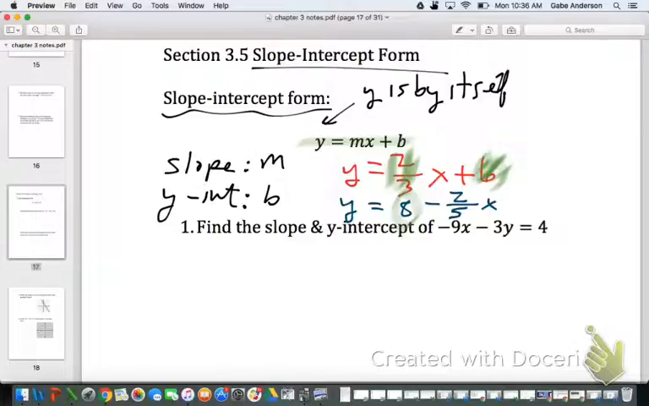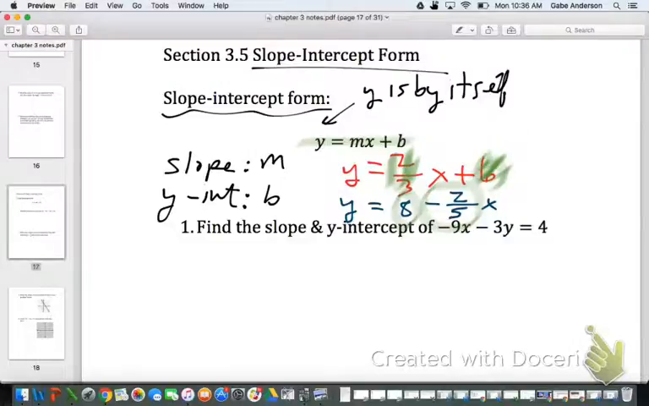Anybody have any issues with that? No issues at all? Fair enough. All right, Christiana, how about the slope? -2/5. Very good. Perfectly correct. No questions at all? We're solid?